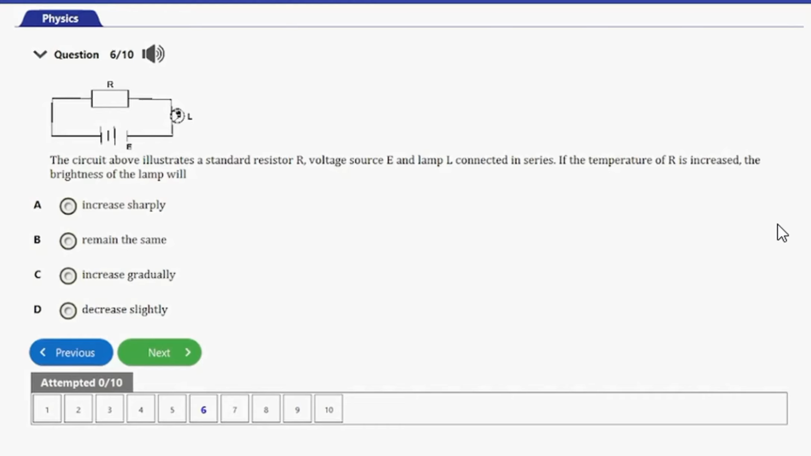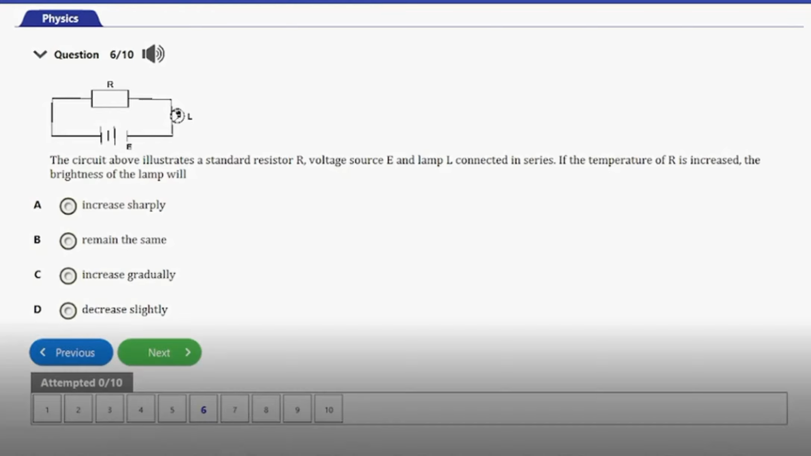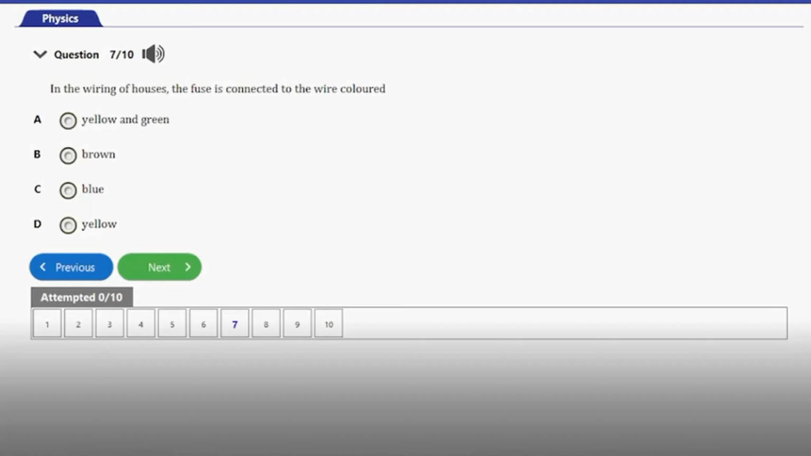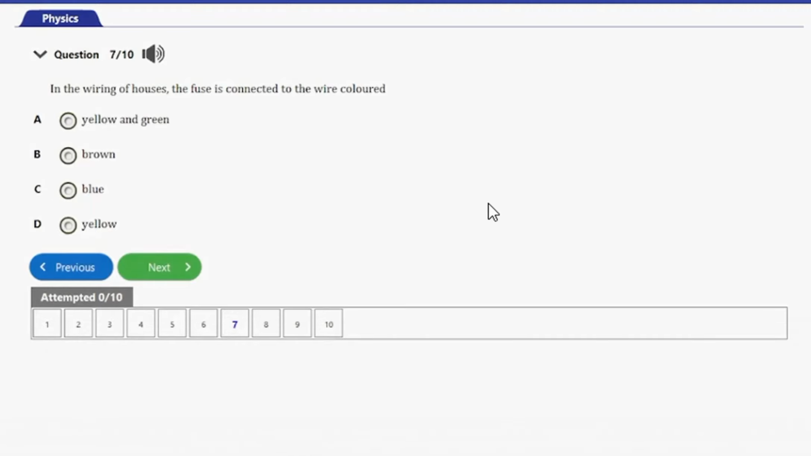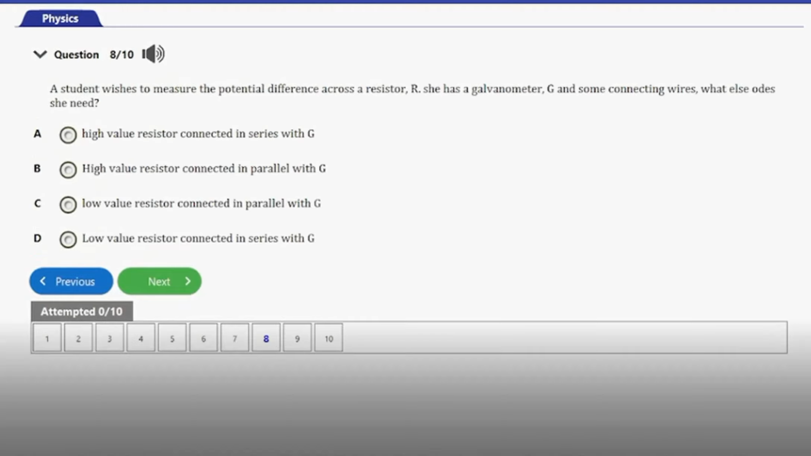So guys, let's go ahead and consider the next question. So that's question number 7 here. It says, in the wiring of houses, the fuse is connected to the wire colored A, yellow and green, B, brown, C, blue, D, yellow. So guys, the answer to this question is option B, and that's brown. So let's go ahead and consider the next question. So that's question number 8 here.